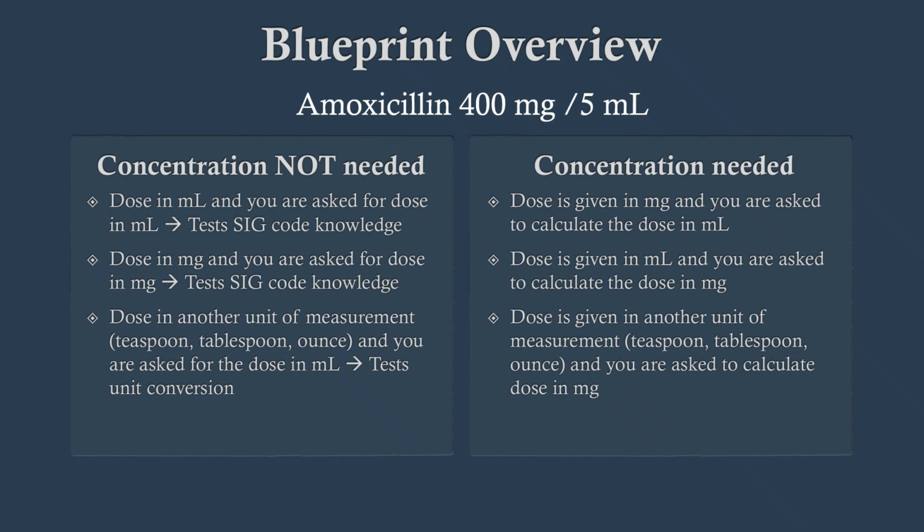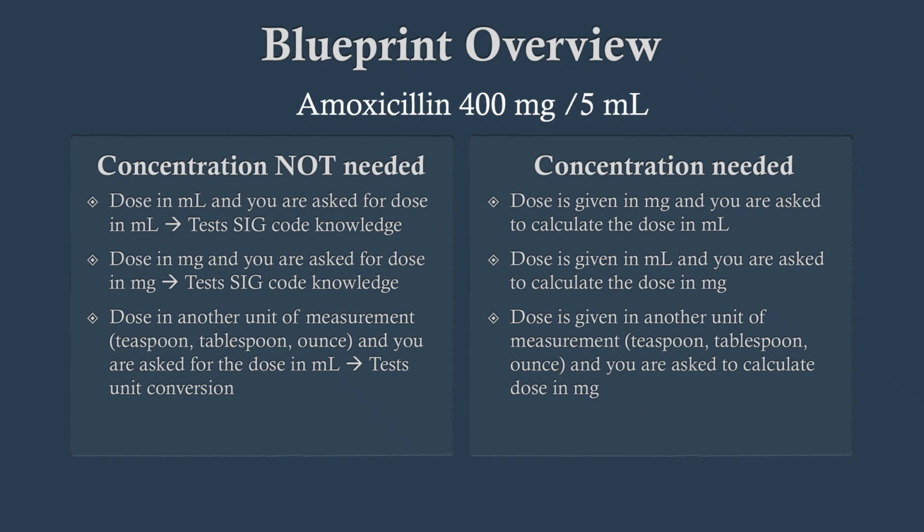So, for liquid dosage calculations, usually you'll have the medication, for example, amoxicillin, and they'll give you the concentration. So, in this example, 400 milligram per 5 ml. And then you'll be given the dose. The dose could be given in ml, teaspoon, tablespoon, milligram, and more. Now, my blueprint on the left-hand side tells you when the concentration is not needed. That means you don't need to use it at all to find your answer. And then on the right-hand side is when you need to use the concentration to find your answer.